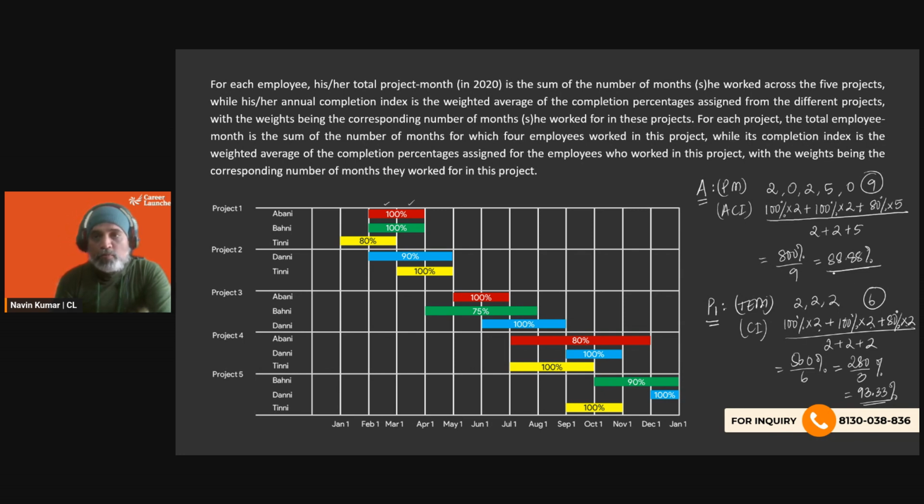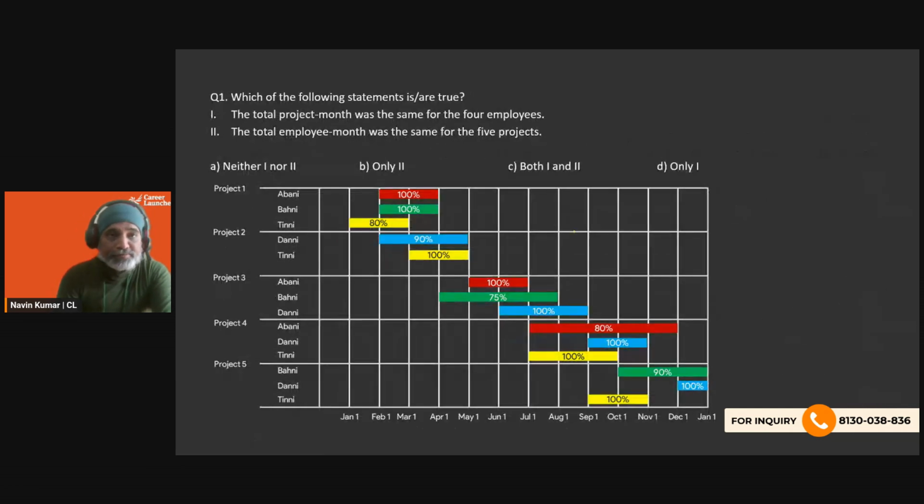So having understood what we mean by employee month, project month, project-wise total employee month, and annual completion index of an employee, while the completion index is from the perspective of a project. Once you have understood these 4 things, now we are ready to answer questions. The first one: which of the following statements is or are true?